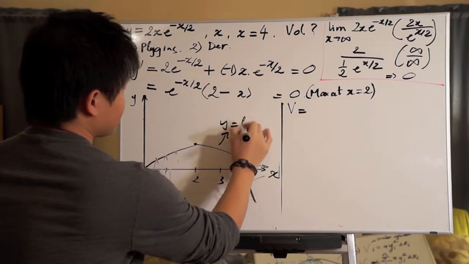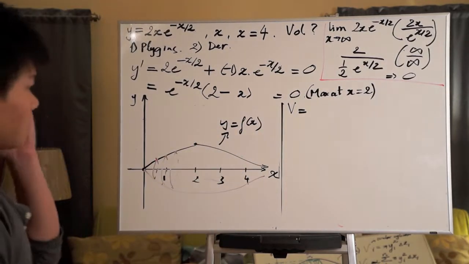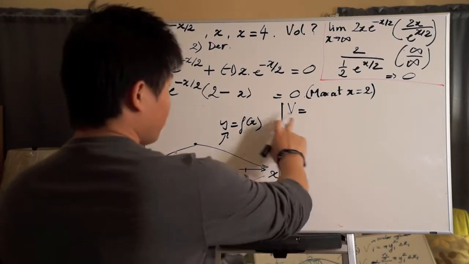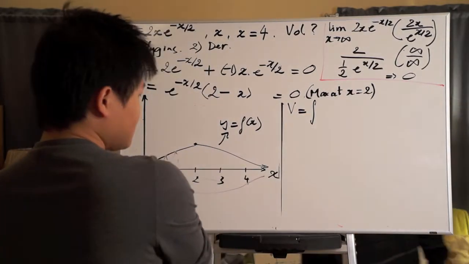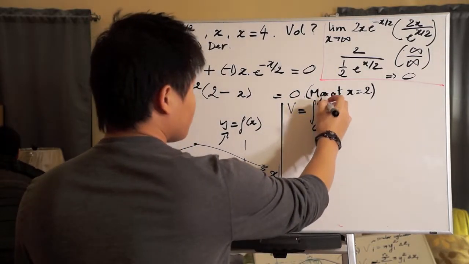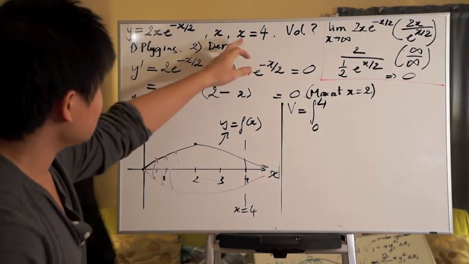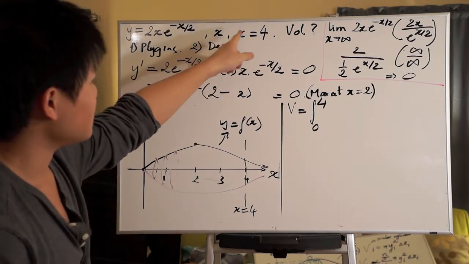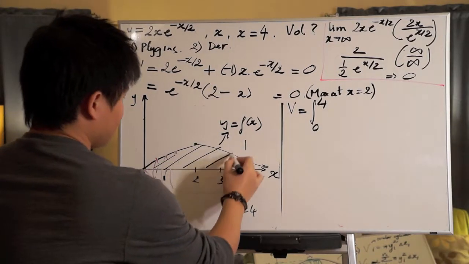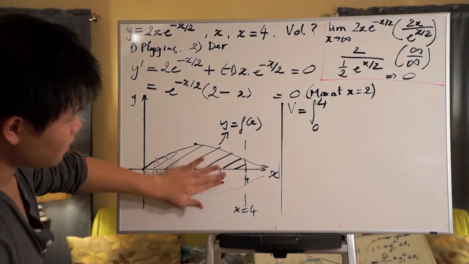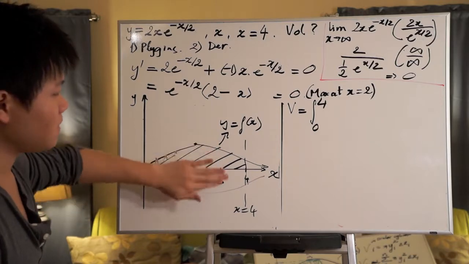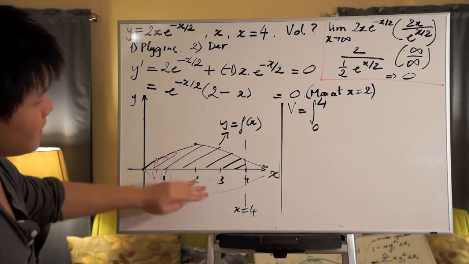You know that y is equal to f(x), and it's generated around the x-axis. Therefore, we apply the volume formula, and since it stops at x equal to 4, we go from 0 to 4. See the region bounded by this curve, the x-axis and x equal to 4. So it's this region, and this region is rotated to create a solid. And we calculate the volume of that solid.